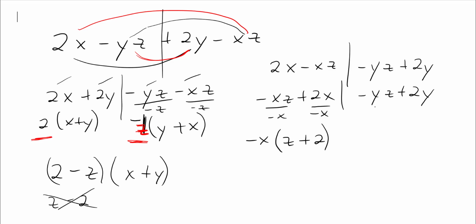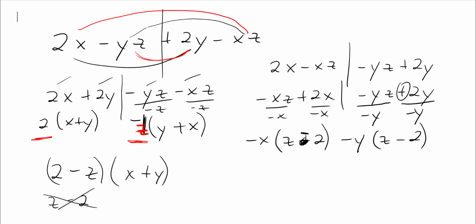And what's the greatest common factor here? Actually, it's supposed to be z minus 2. I'm going to factor out a negative y because I want that sign to be negative there, this guy right here. So if I do that, I get basically z minus 2.